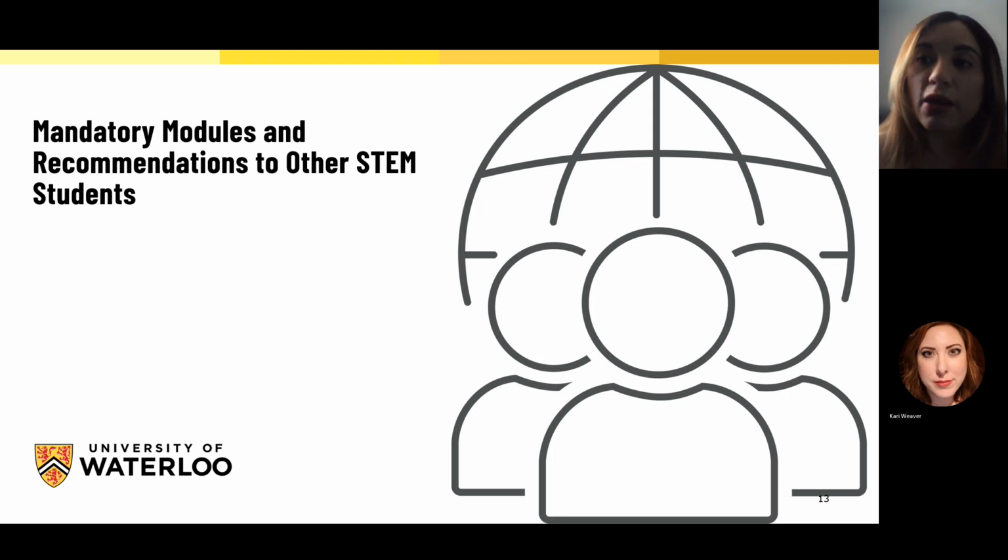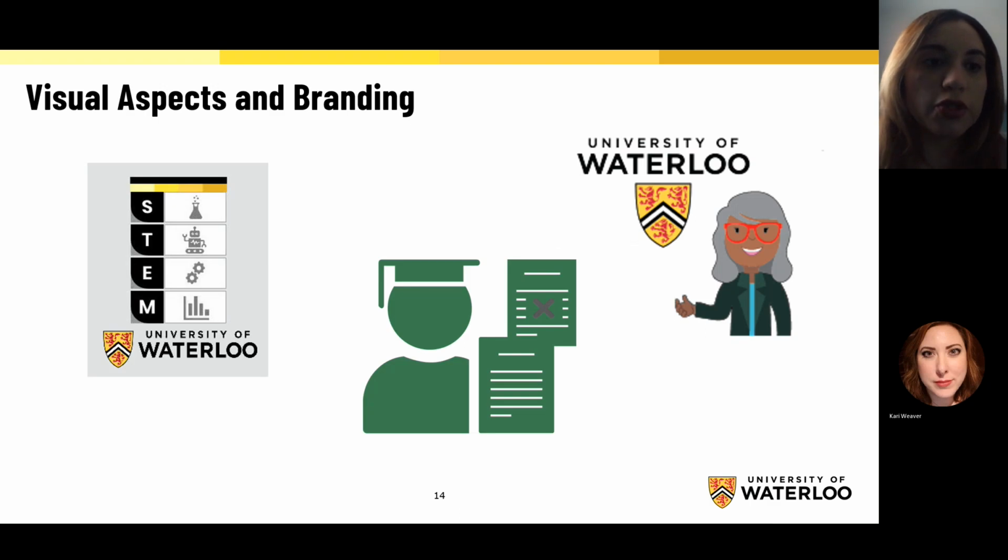Students also mentioned that they would recommend these modules to other STEM students because this information is presented in a concise and easy to comprehend way. And again, they highlighted the importance of having this information readily available, and that understanding and learning about academic misconduct is important.